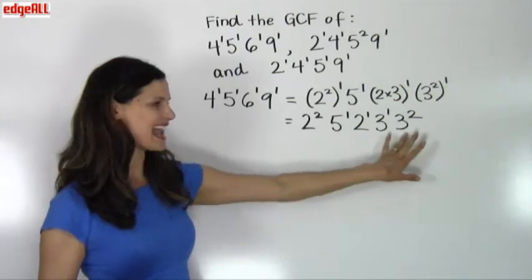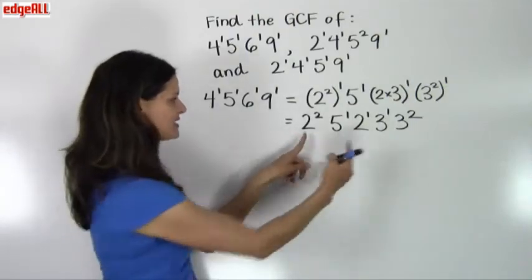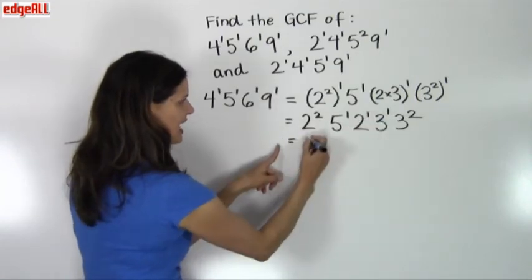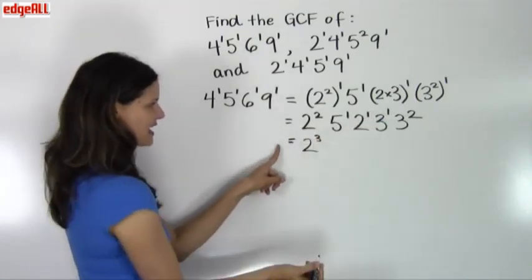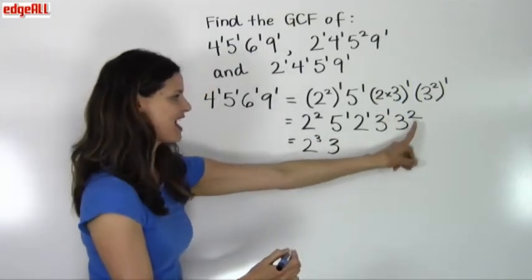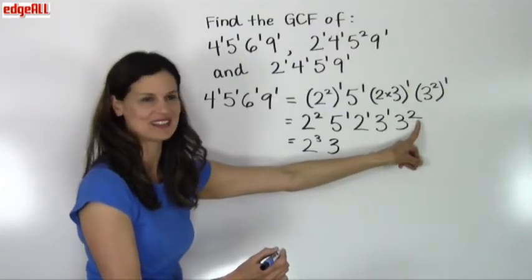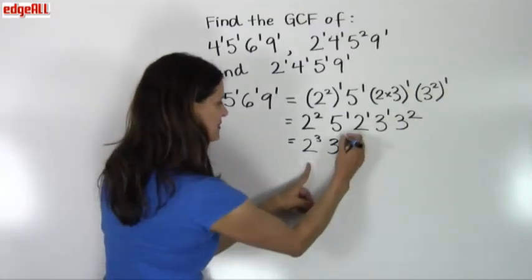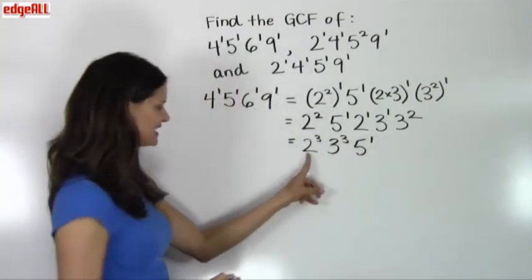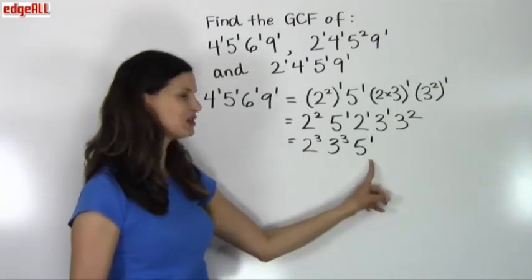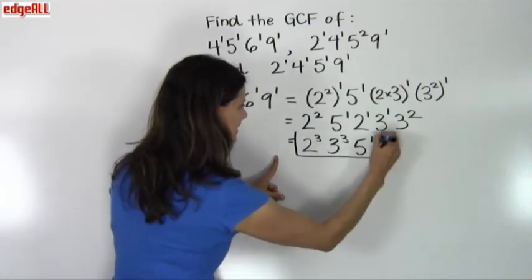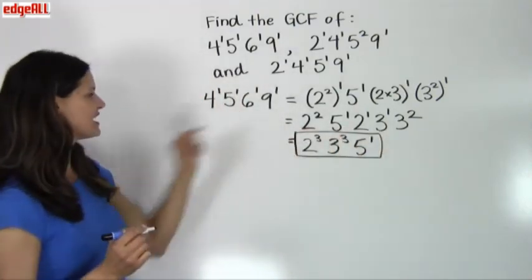Now I can combine like primes, and so my 2 squared times 2 to the 1 power, I add my exponents, and that equals 2 to the power 3. For my prime 3, I have an exponent of 1 and an exponent of 2, and I can add those two together to get 3 to the power 3. And then I still have my 5 to the power 1. And it's good to write these in order of least to greatest with the primes. So this is the prime factorization of this number here.